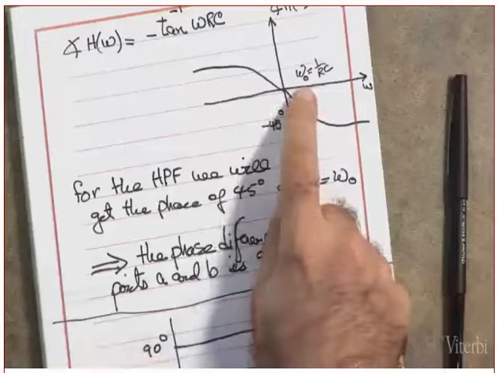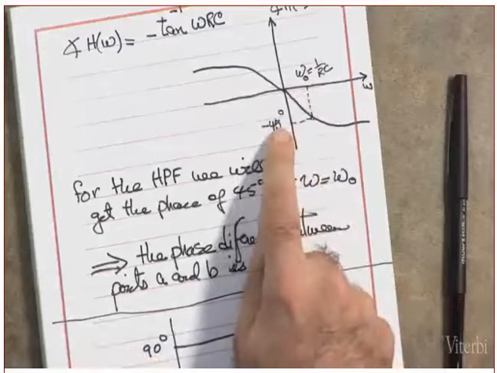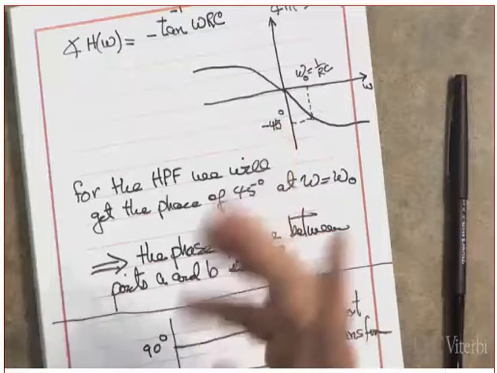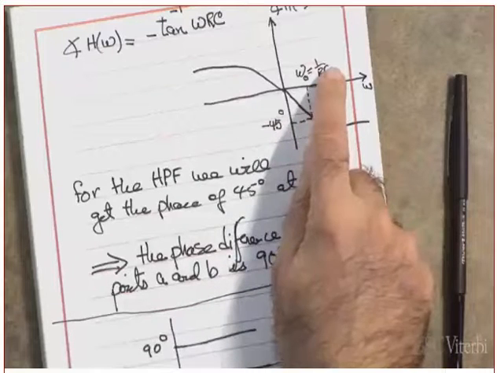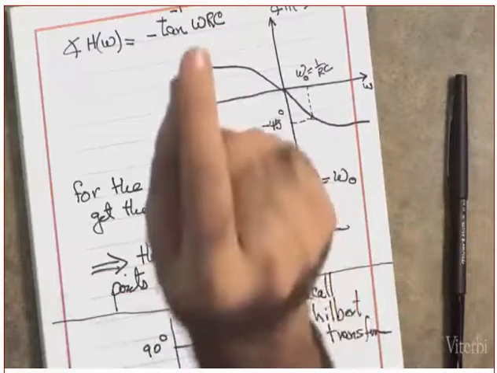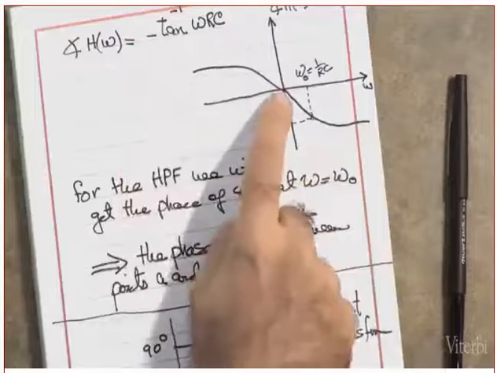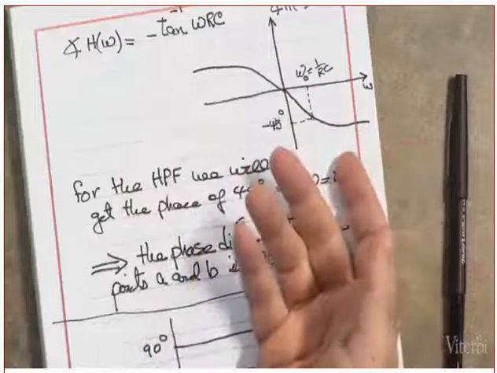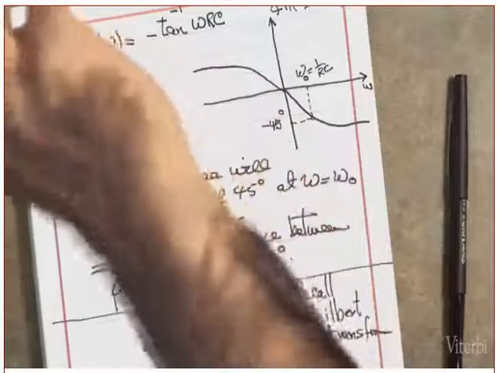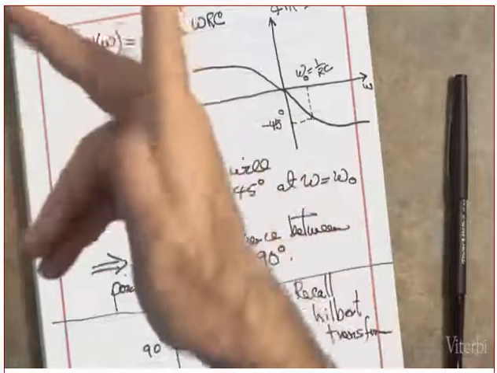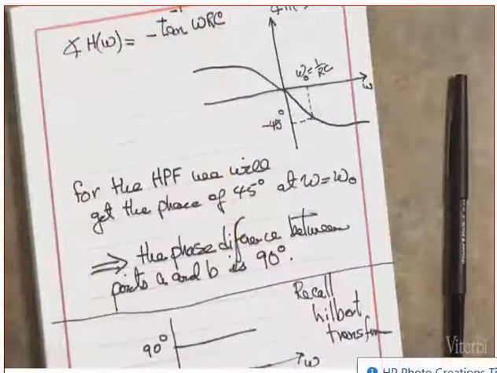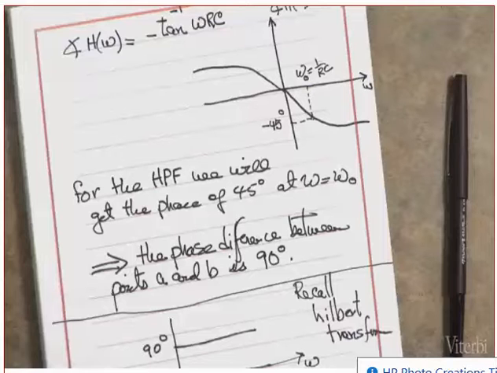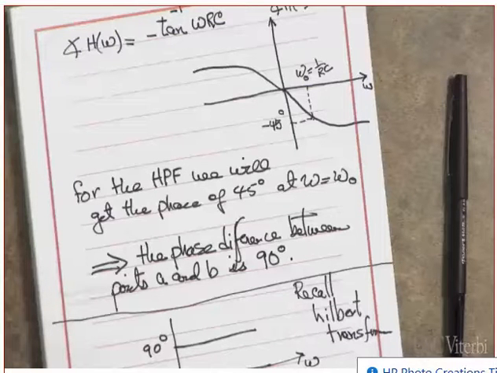The reason that I chose omega naught to be 1 over RC is to get the phase of minus 45. If you choose different values of RC, for the same frequency you are going to get not 45 degrees. You will still get minus and plus, but the sum is not 90 degrees. Yes or no? Did you get it or not?